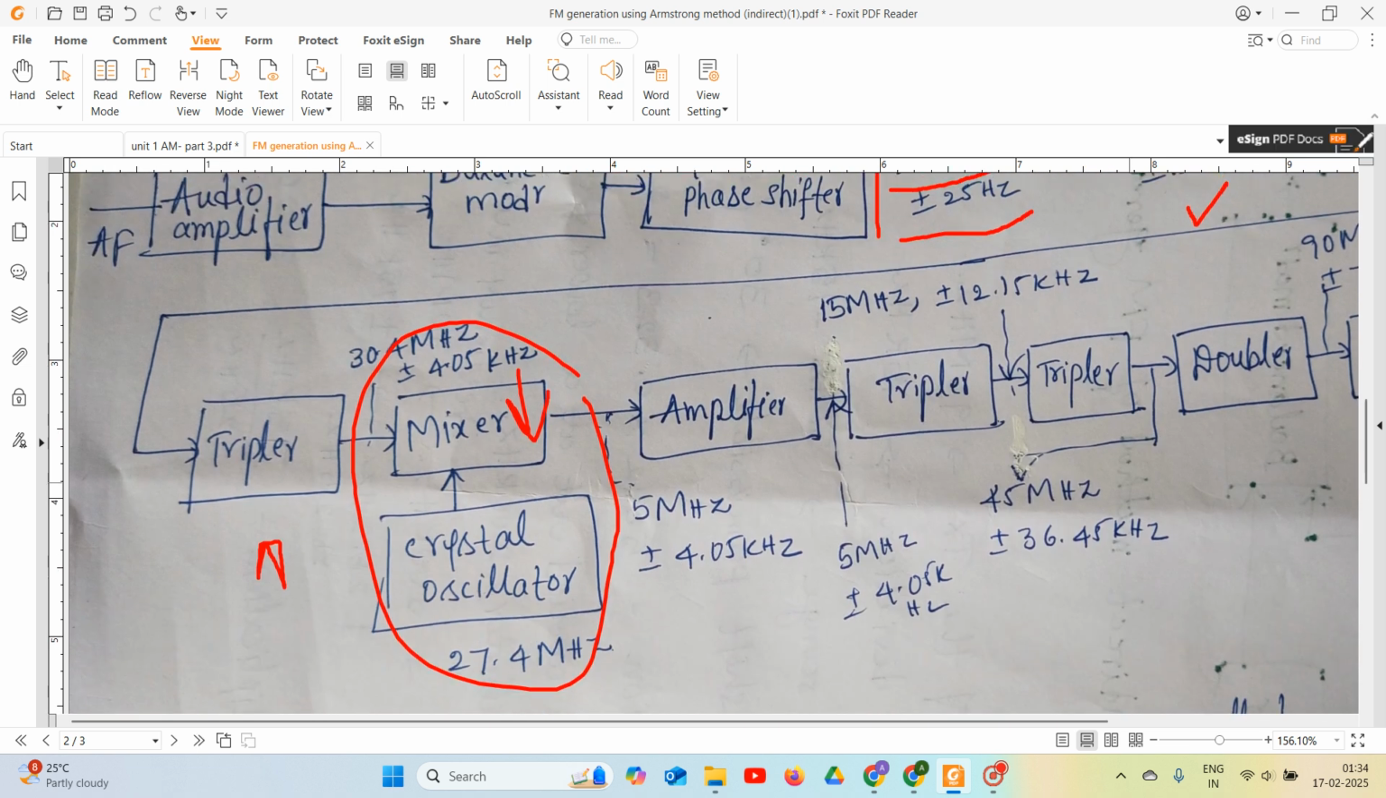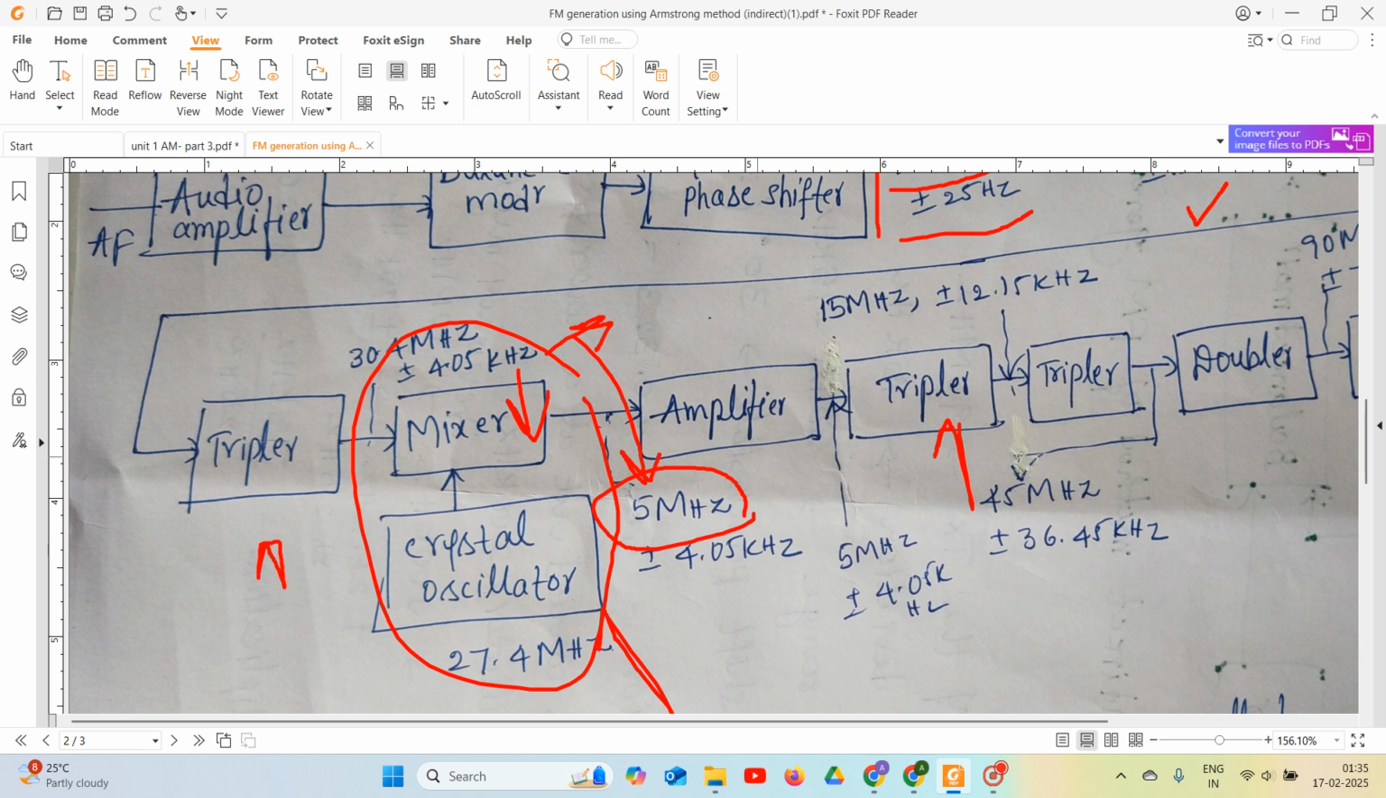So in order to reduce my carrier frequency, before sending to the tripler, I send it to the mixer with the crystal oscillator of 27.4 megahertz. I am not changing the frequency deviation. I am reducing only my carrier frequency from 32.4 megahertz to 5 megahertz. So why am I doing this mixer? Otherwise, if I send it to the tripler, doubler and so on, finally I will achieve 583.2 megahertz. In order to reduce that, I am sending it to the mixer.